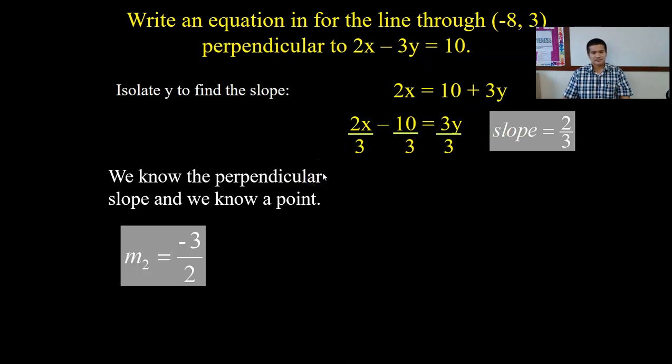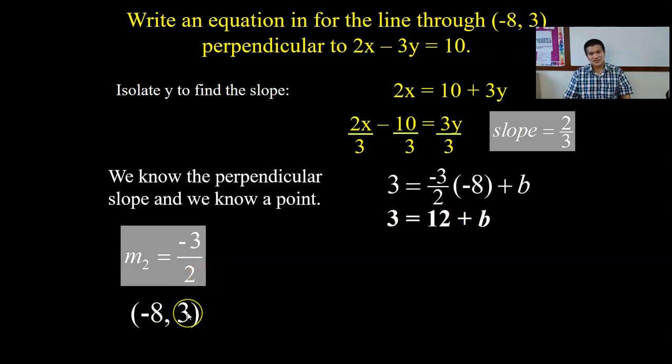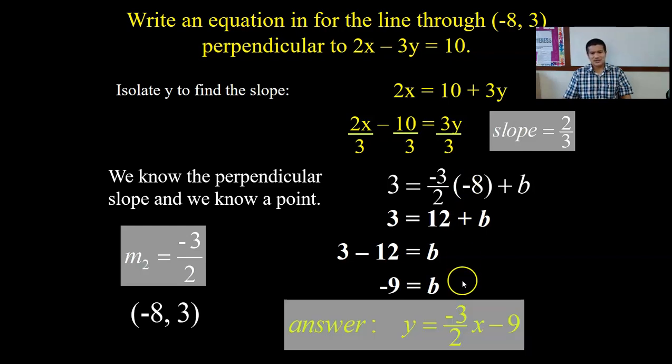Next, we already found that the first slope is 2 over 3. Therefore, the negative reciprocal of that is the slope of the perpendicular line. So the other slope is negative 3 over 2, and the point there is (negative 8, 3). Let's try to solve for that, in the form y equals mx plus b. The b is equal to negative 9. And then the equation is y equals negative 3 over 2x minus 9.